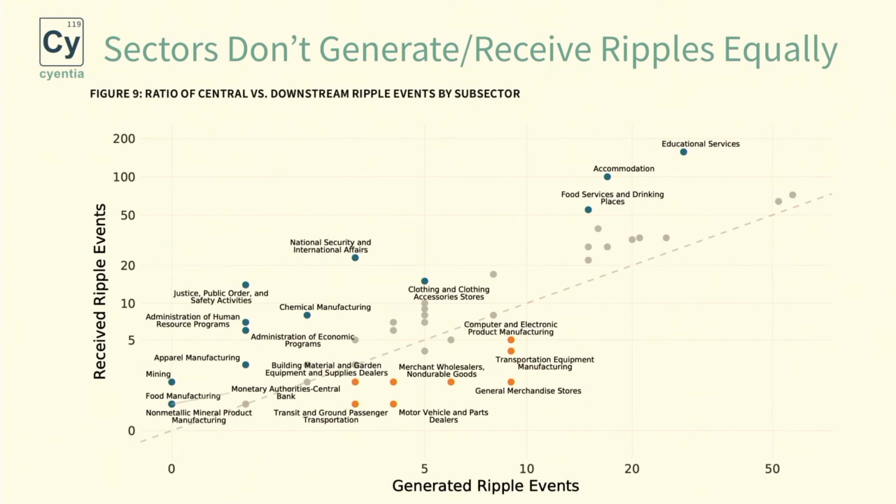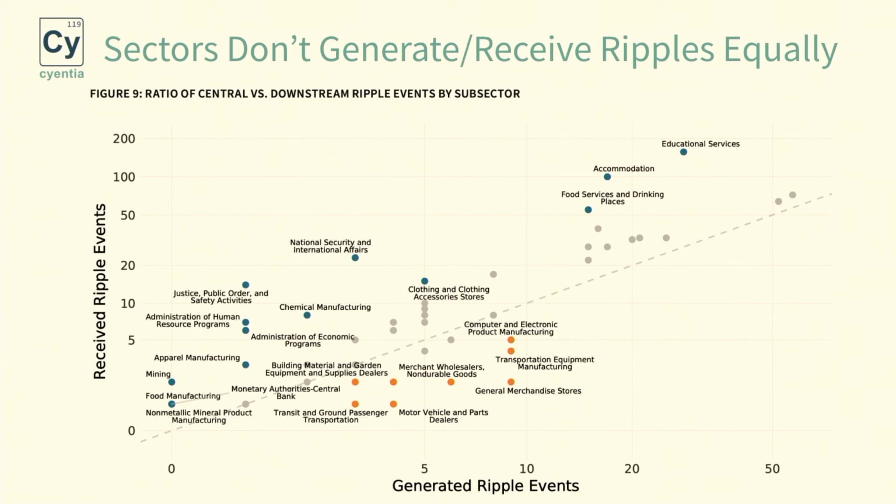One thing that's interesting to note is that all sectors don't generate or receive ripple events equally. In other words, some are more prone to generate these kinds of multi-party cyber incidents. They're the central AMCA-like node. And then other types of organizations are more prone to be impacted by or receive these ripple events.